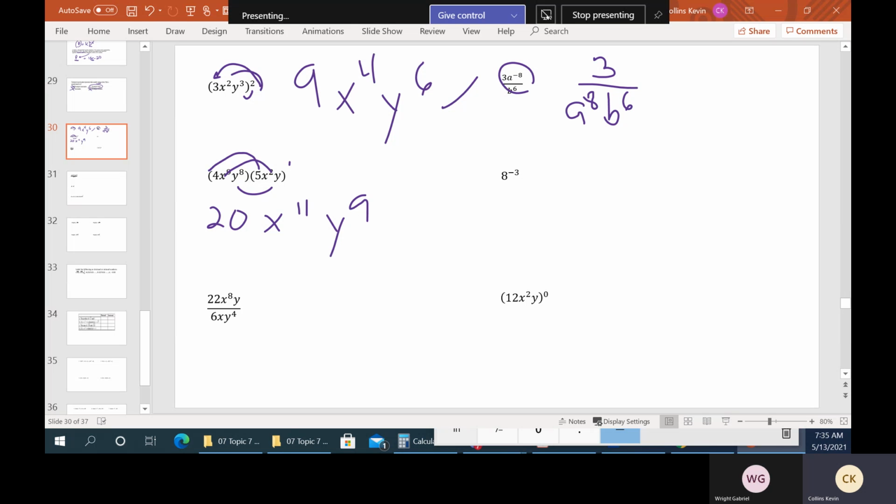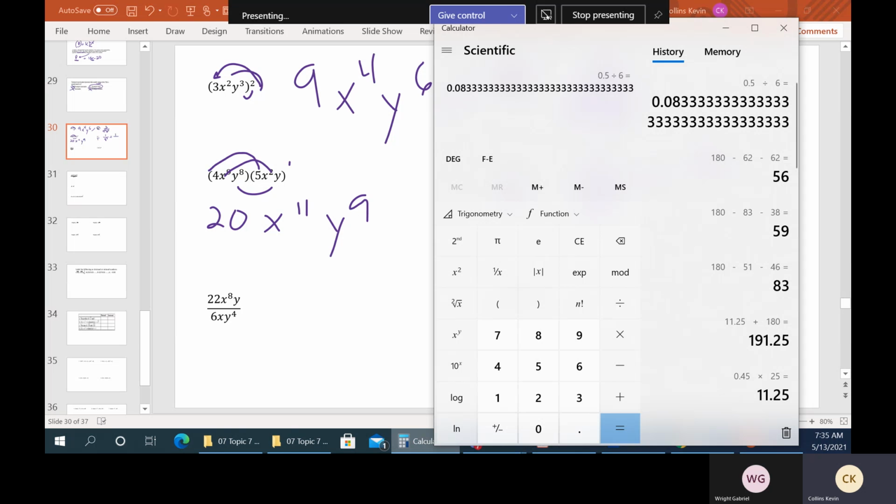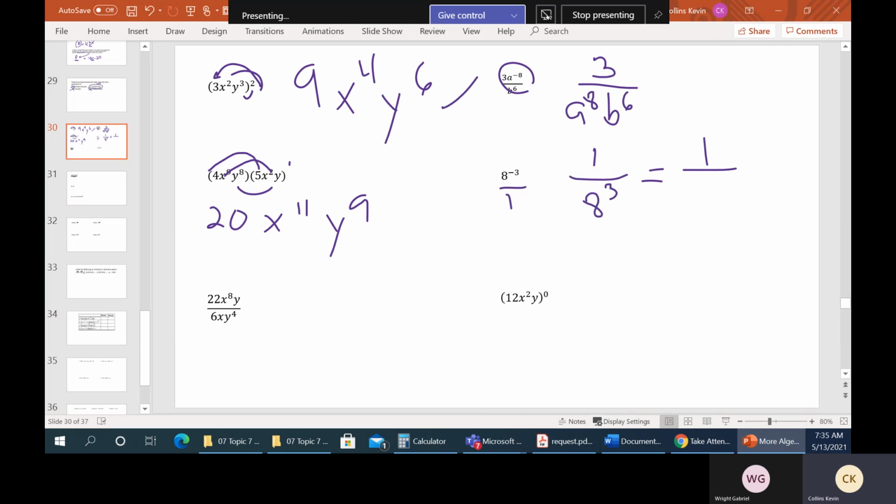All right, next one, same thing, positive exponents. This is 8 to the minus 3, and technically you could put it over 1 if you wanted. If we move it downstairs, it becomes 8 to the positive 3, and then 1 over that. We can figure that out on our calculator. 8 raised to the 3rd power is 512. So this will be 1 over 512.